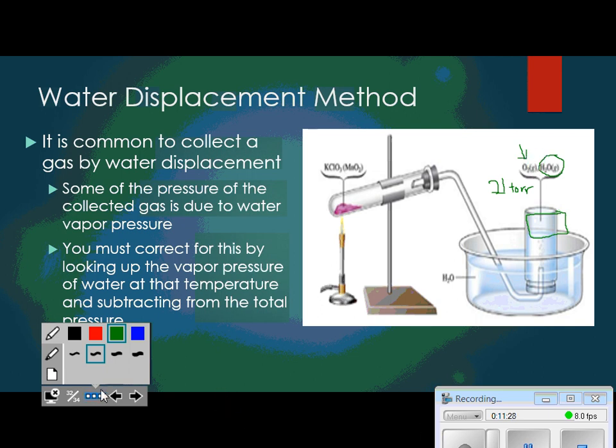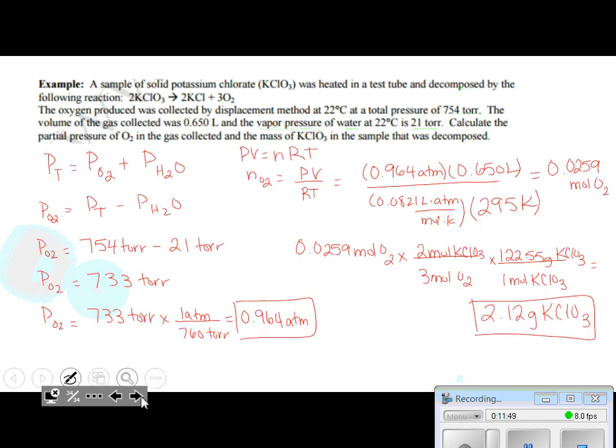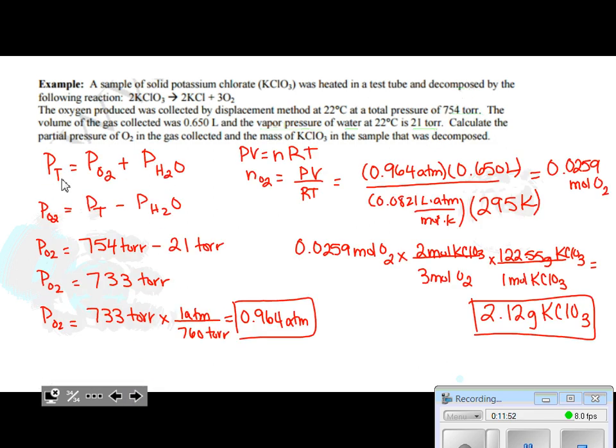So what I need to do is subtract the total pressure minus the pressure of the water vapor, because remember, the total is both the oxygen that I produced and the water vapor that was in the cylinder. So I subtract the total minus the pressure of the water vapor, and that'll give me my oxygen gas. So I've done that for you here. Total pressure is the oxygen and the water vapor pressures. So just the pressure of the oxygen gas is total minus water vapor pressure. So the oxygen gas is 733 torr.